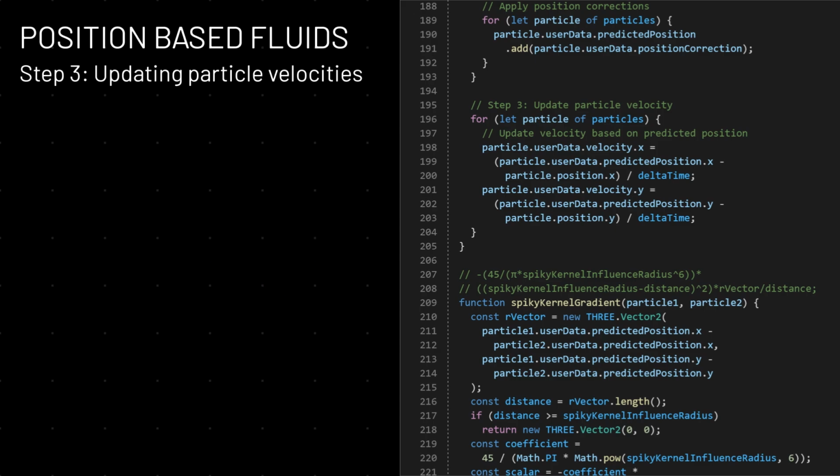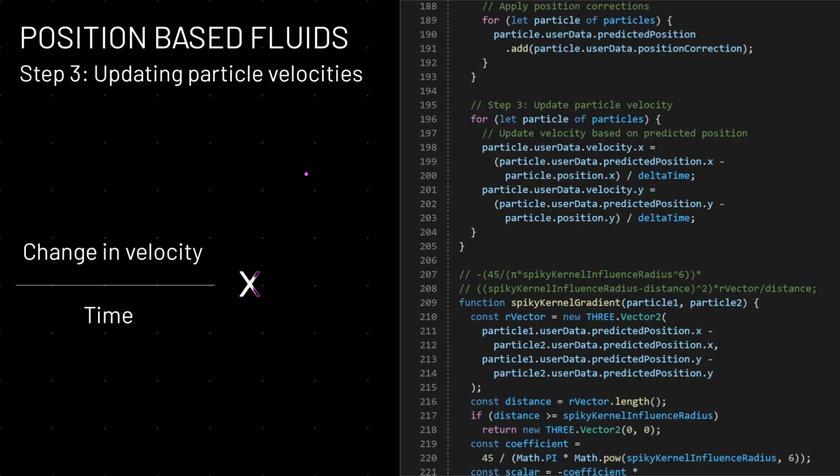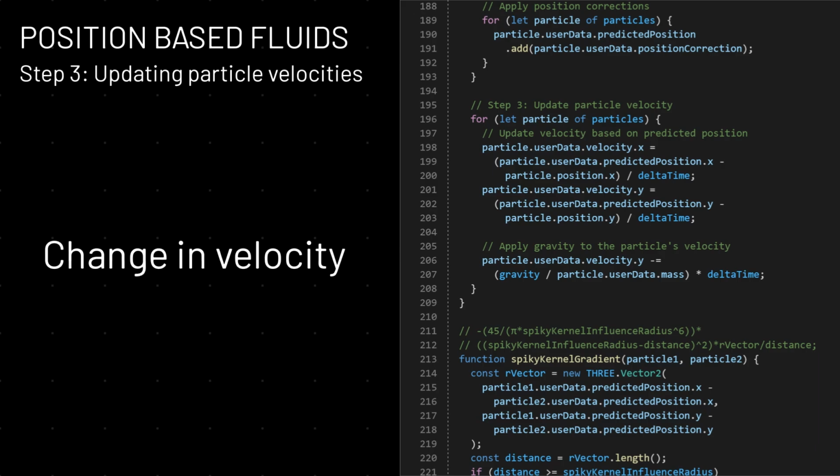We also need to account for external forces like gravity. Now the formula for force is mass times acceleration. So if we divide the force of gravity by the particle's mass, we should be able to get the downward acceleration of the particle. Acceleration can be described as the rate of change of velocity with respect to time. If we therefore multiply acceleration by delta time, we should be able to get an amount by which we can adjust the particle's velocity to account for gravity.